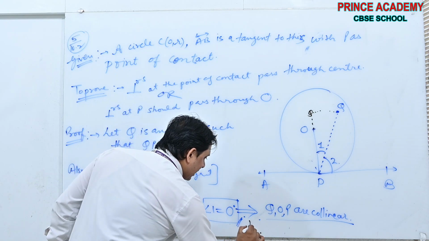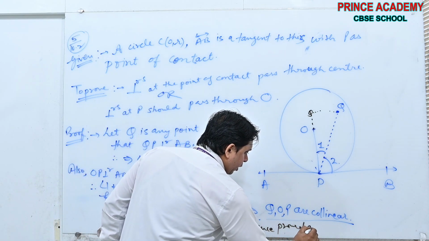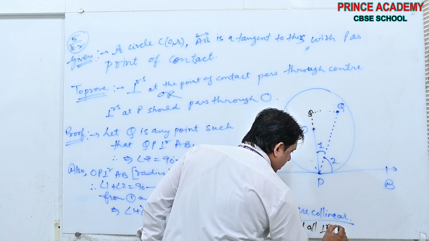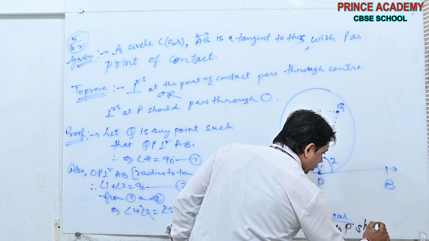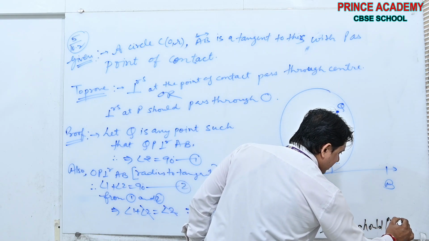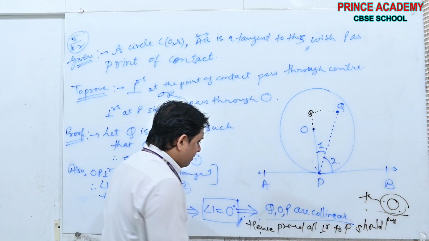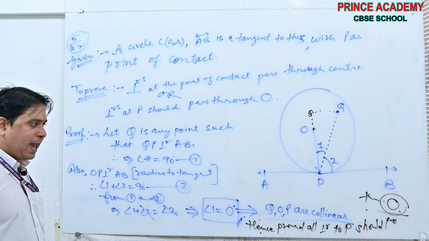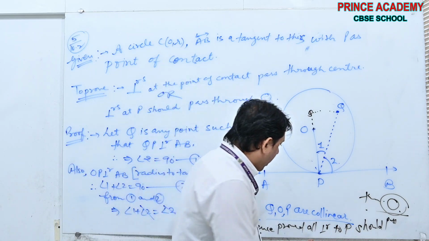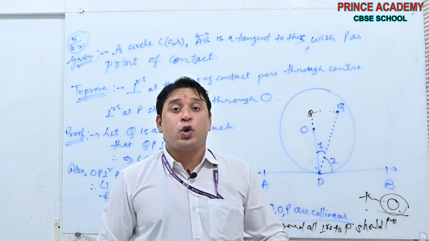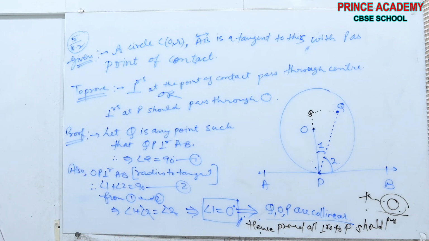Last line, hence proved all perpendiculars to the point of contact P should pass through O. Okay, the sum up line you can write by yourself. Hence proved all perpendiculars to the point of contact P should pass through O. Done beta, take the screenshot.